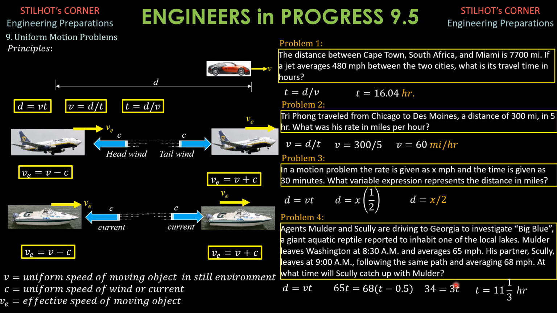So again, Scully will catch up with Mulder in 11 and 1/3 hours, or 11 hours and 20 minutes. If we add that to 8:30, that would be 19:50. And 1950 is equivalent to 7:50 p.m. So the time is 7:50 p.m.